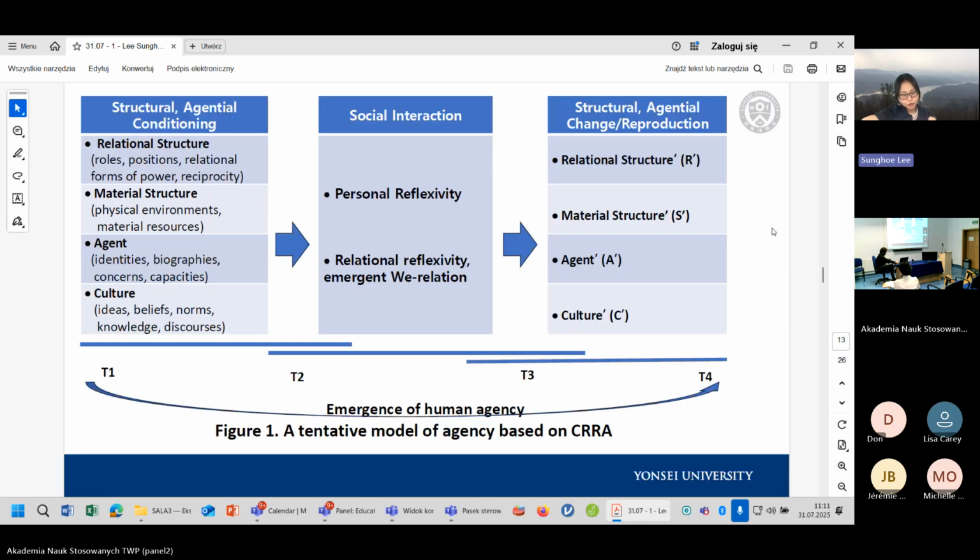So, to develop a tentative model of agency, I combined Archer's stratified ontology of structure, agency, culture, SAC, with Donati's theory that social relations are sui generis realities. Consequently, at T1, T2, you cannot see the picture properly, but relational structure now sits alongside material structure, culture, and agents. During T2, T3, two reflexive mechanisms, personal and relational, operate, and relational reflexivity alone can generate the emergent we relation. By T3 to T4, the cycle yields transformed or reproduced relation, structure, agency, and culture. Across the full T1 to T4 morphogenetic sequence, human agency relationally emerges.